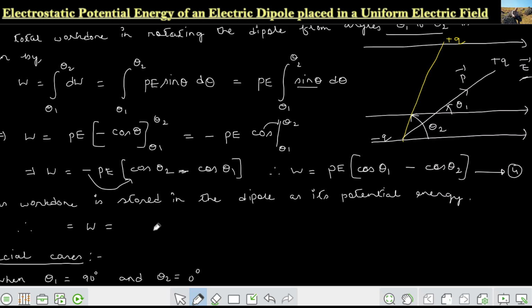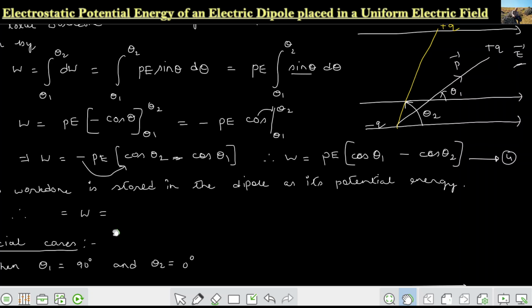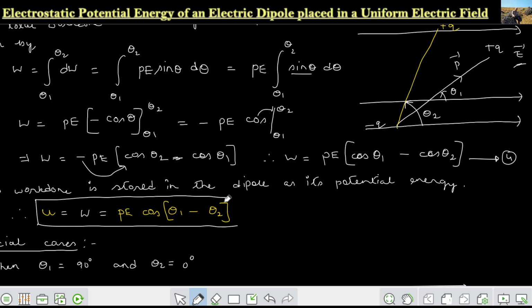This work done is always stored in the system as its potential energy. Always remember that work done is stored in the system as its potential energy. In physics, we represent this potential energy by the letter U. So this U will take the value PE times cos theta 1 minus cos theta 2. This is the working formula for the electrostatic potential energy experienced by the dipole. Up to this stage, it is very important, preferably for a 3 marks question in the NBOS examination.